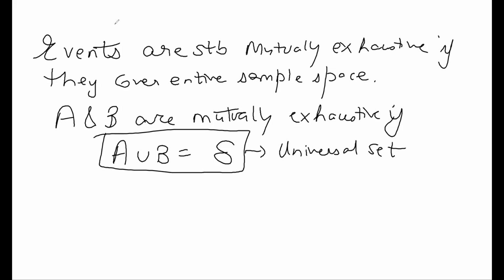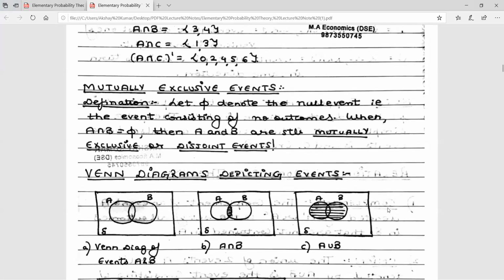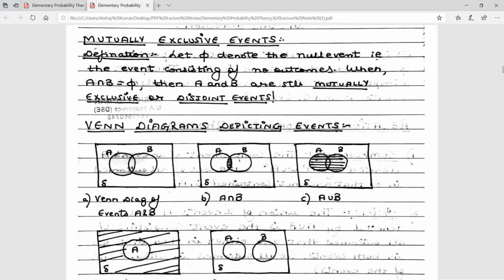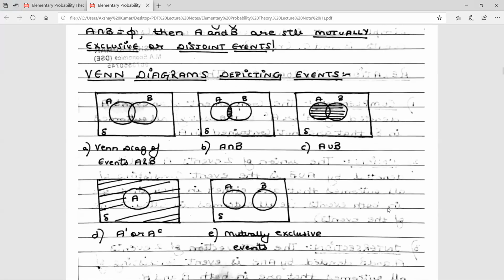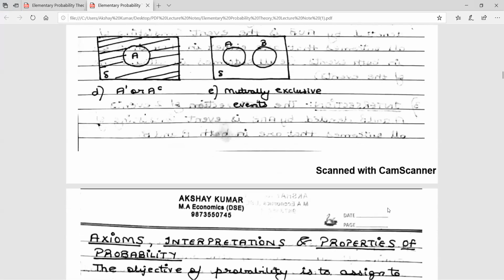Okay. I hope all of you are clear till here. Open for doubts if any. You can see the definition of mutually exclusive on your screens. You can see the Venn diagrams. We have drawn the Venn diagrams.